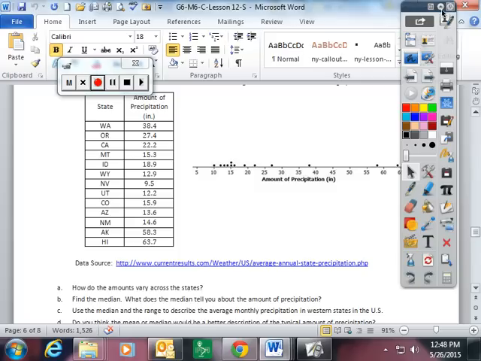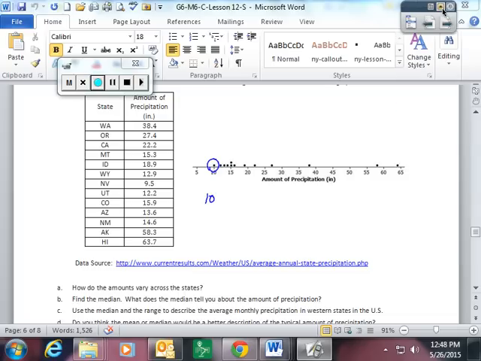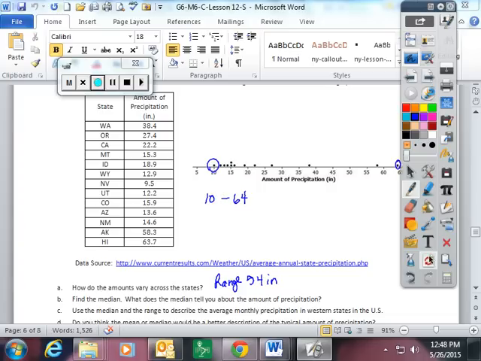Okay, when they talk about how much things vary, you are going to go from your lowest to your highest. Looks like that's about 64. So the range is 10 to 64, which gives you a range exactly. The precipitation varies about 54 inches because the maximum minus the minimum is 54. Wants us to find the median. Okay, and the problem set number 1, 2.